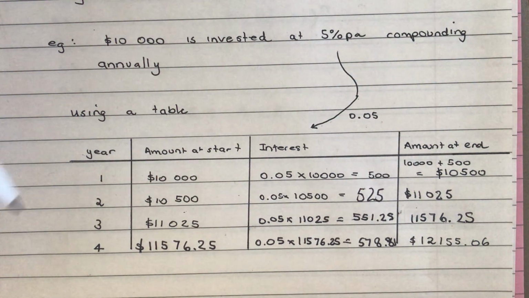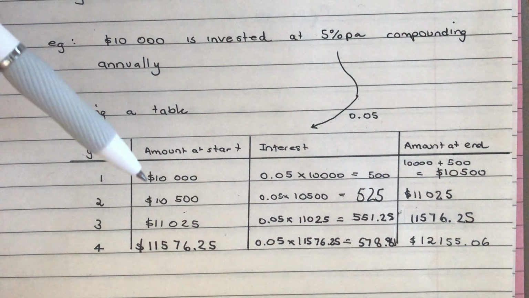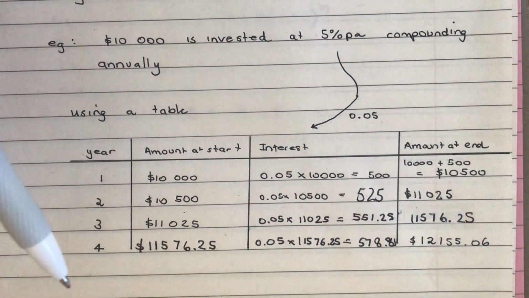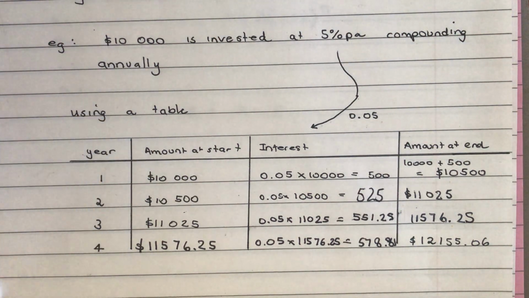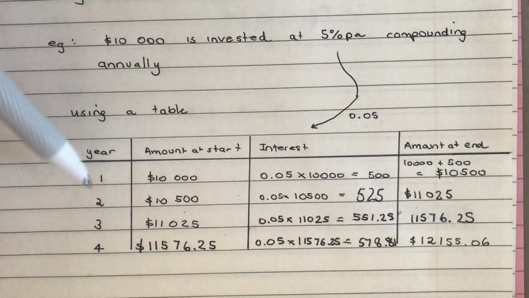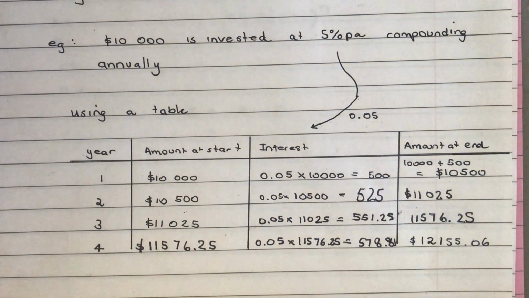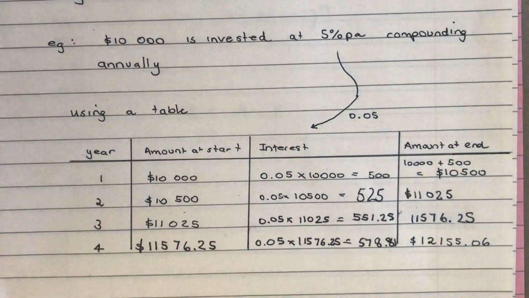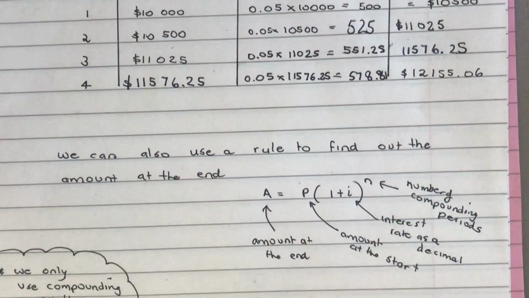So I know what you're thinking when you're seeing this. You're thinking, gee, that's taking a long time. I don't want to have to do that every time. And that's why we've come up with a formula to work it out, instead of having to work that out each time for each year. We only did 4 years, but if we were doing that for 10 years or 20 years, that's a lot to write in our table. So that's why we want to learn this rule instead.